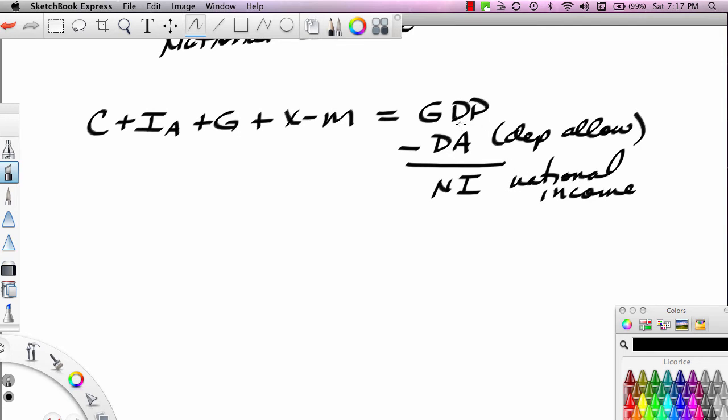Or you could go at it indirectly by taking the GDP number you calculate using expenditures, subtracting depreciation allowances, and you get national income. Or, if you think about it, you could get to GDP by taking national income and adding back depreciation allowances. So you should be very comfortable with this relationship between GDP and national income. I can take GDP minus depreciation allowances to get national income, or I can take national income and add back depreciation allowances to get GDP.